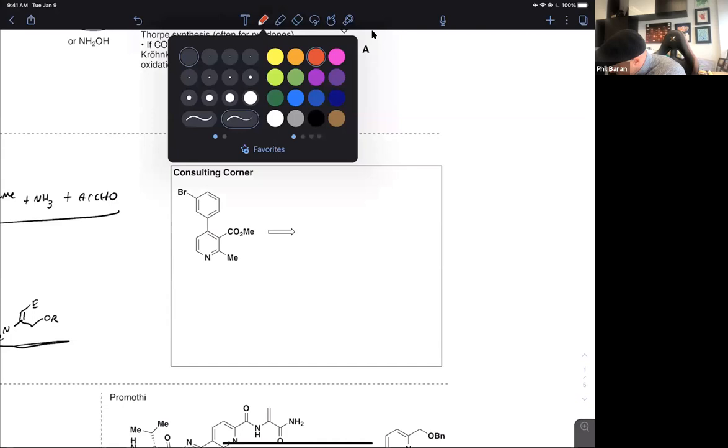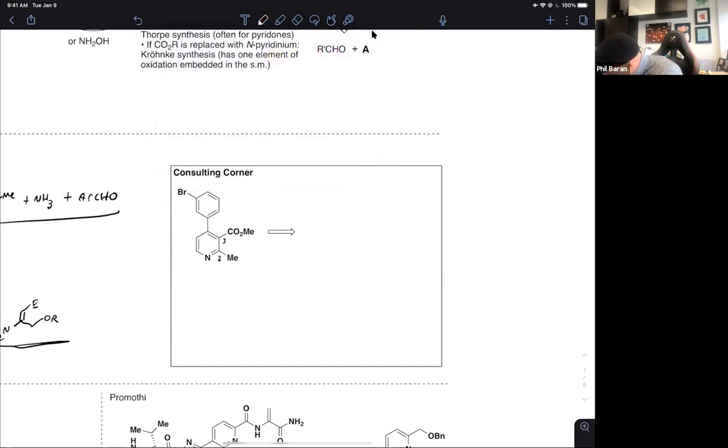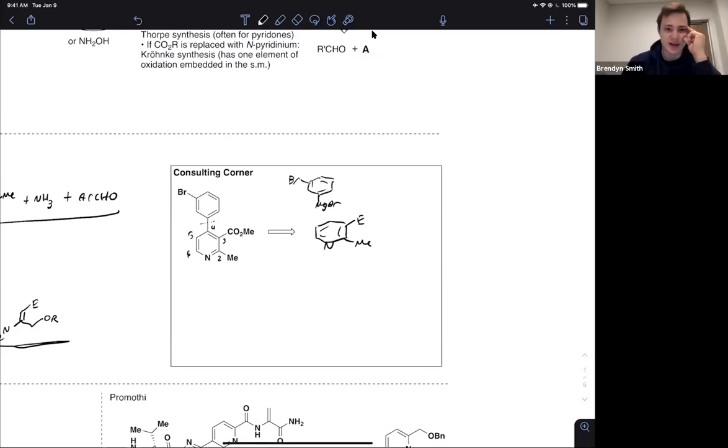Let me number, 2, 3, 4, 5, 6, and you're suggesting breaking here. And that would lead you to that. So you want to do a conjugate addition followed by DDQ, let's say. Now, do you think you might have any issues with making that reagent? Yeah, I guess that bromine, I guess that's what we were getting at then.